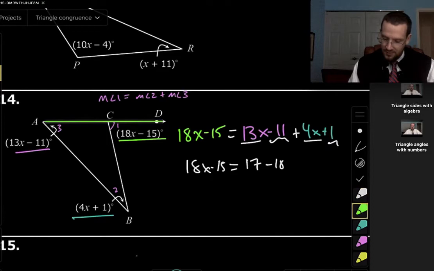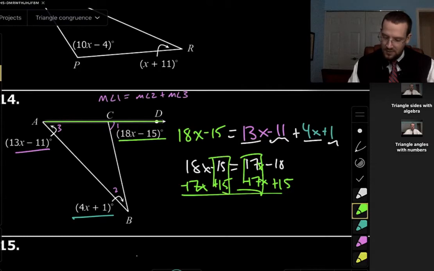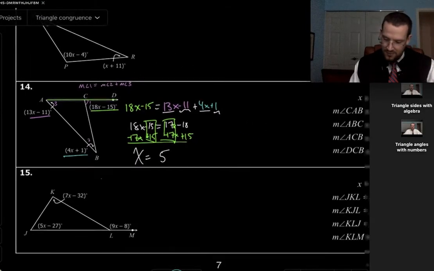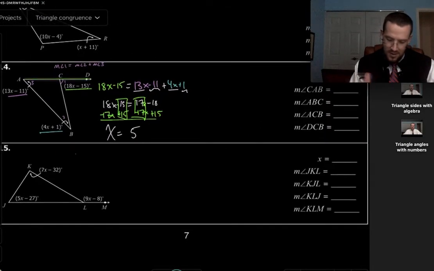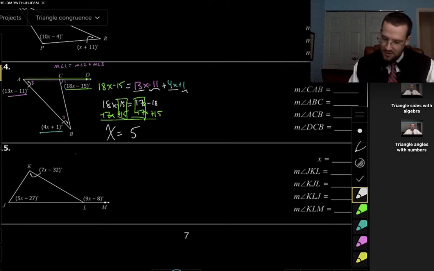Oh, this is the easiest problem in the world. Minus 17x, that's an x there. These two will cancel, and then add 15 to both sides. So these two cancel, and we're left with x is equal to 5. And now what do we want to do? Well, let's find out the other angle measures. So I'm going to put my 5 in over here.